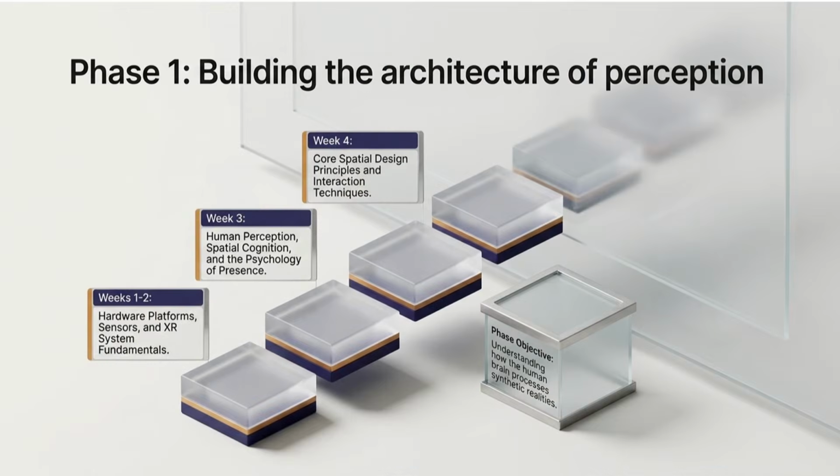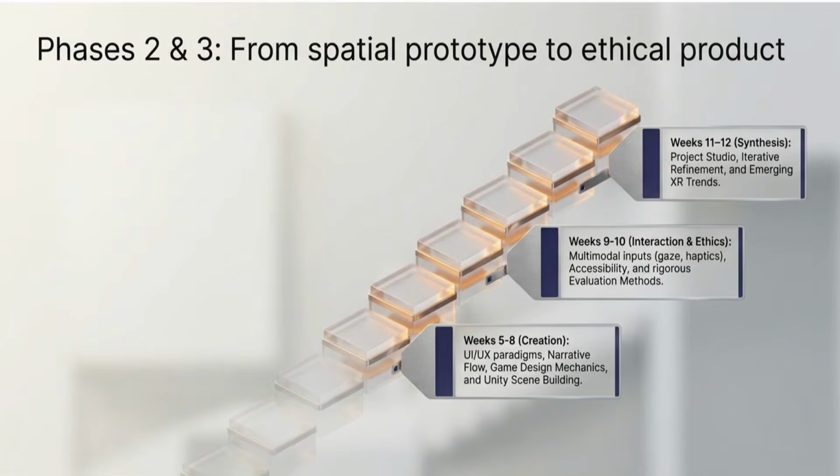So, I have laid out once again the various phases of this course. In the first 2 weeks, we look at hardware platforms, sensors, XR systems. Then we move on to perception, spatial cognition and the psychology of presence. Week 4, we talk about spatial design principles and interaction techniques. Then phase 2 is from weeks 5 to 8, consisting of UX paradigms, narrative flows, game design mechanics and Unity scene building. Weeks 9 and 10, we talk about interaction and ethics, that includes multimodal inputs, accessibility and rigorous evaluation methods. Finally, we synthesize it all together in weeks 11 to 12.